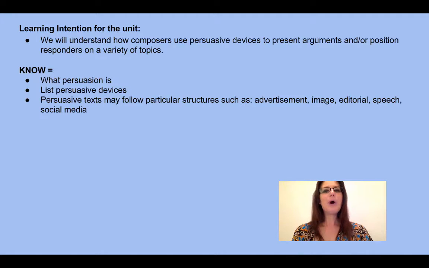Through this unit, you're going to know what persuasion is. You're going to list some persuasive devices. And you are going to know that persuasive devices might follow a particular structure, depending on what that particular persuasive text is. For example, an advertisement or an image, or perhaps social media as well.